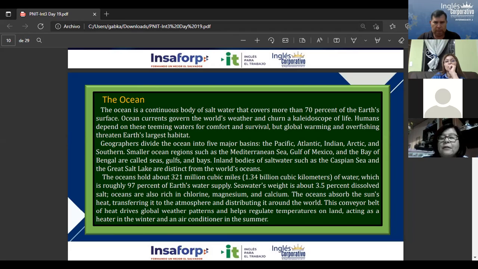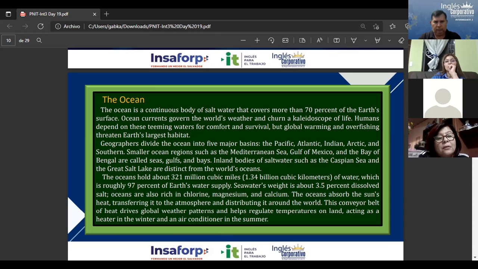Geographers divide the ocean into five major basins: the Pacific, Atlantic, Indian, Arctic, and Southern. Smaller ocean regions, such as the Mediterranean Sea, Gulf of Mexico, and the Bay of Bengal, are called seas, gulfs and bays. Inland bodies of saltwater, such as the Caspian Sea and the Great Salt Lake, are distinct from the world's oceans.